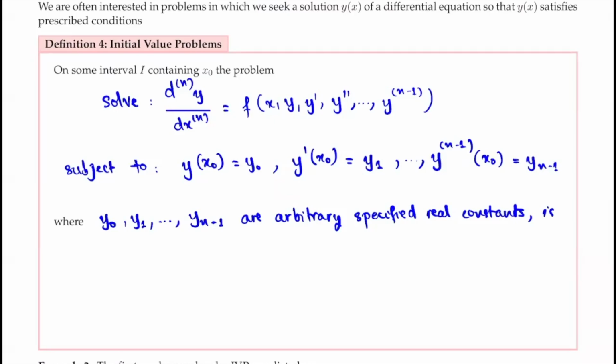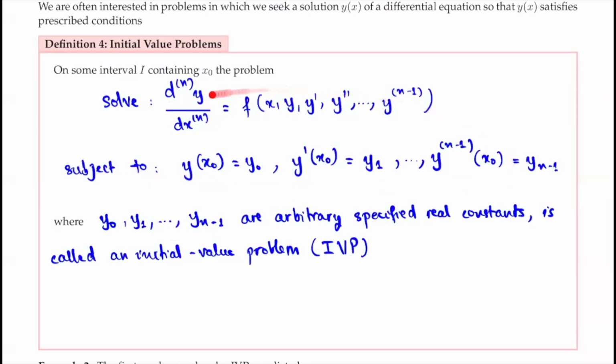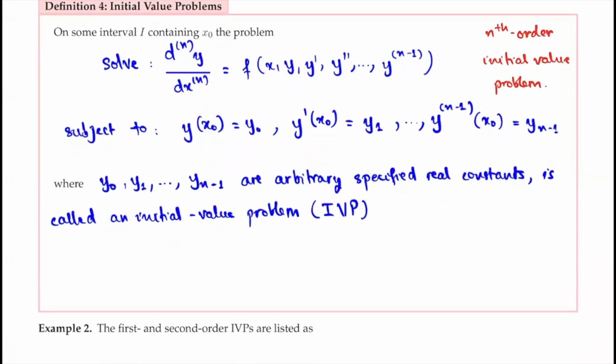So all of this is called an initial value problem, and usually denoted as IVP. All this setup right here is called the nth order initial value problem. And all of this information given to us is called the initial condition.